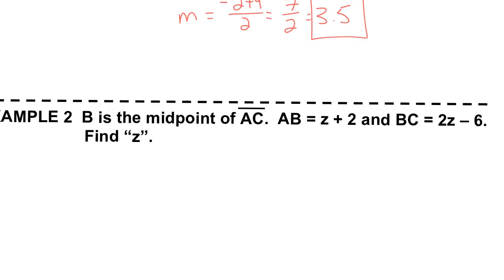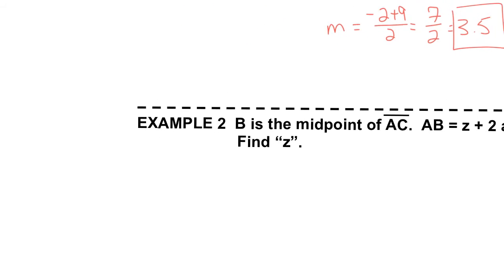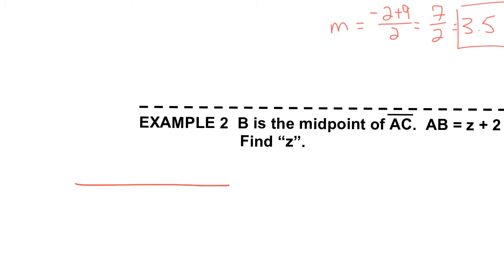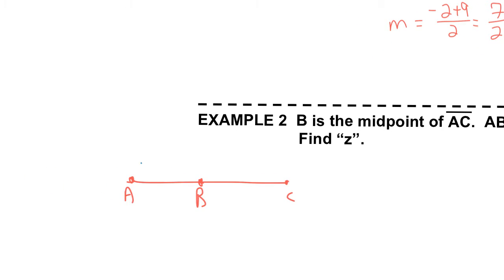Now, taking it up just a little bit, we have B is the midpoint of AC. It didn't really give us a picture here, so I'm going to kind of draw it out. Here's A. Here's C, my wonderful picture, and I know it tells me that B is the midpoint. It says that from A to B it's Z plus 2, and then it tells me that from B to C it's 2Z minus 6.